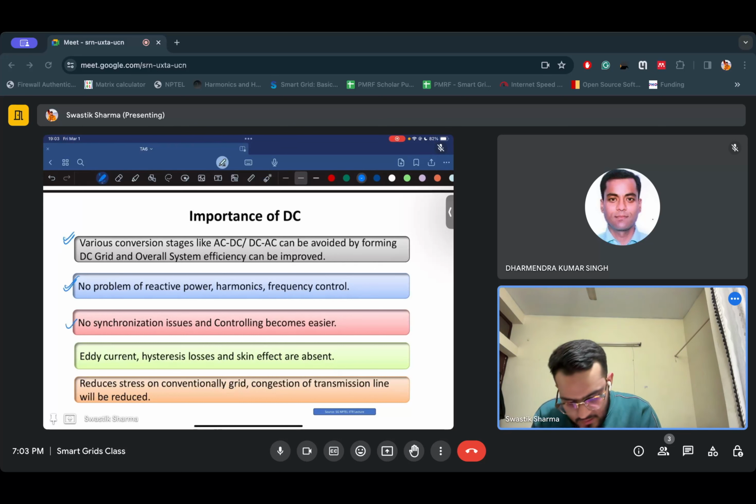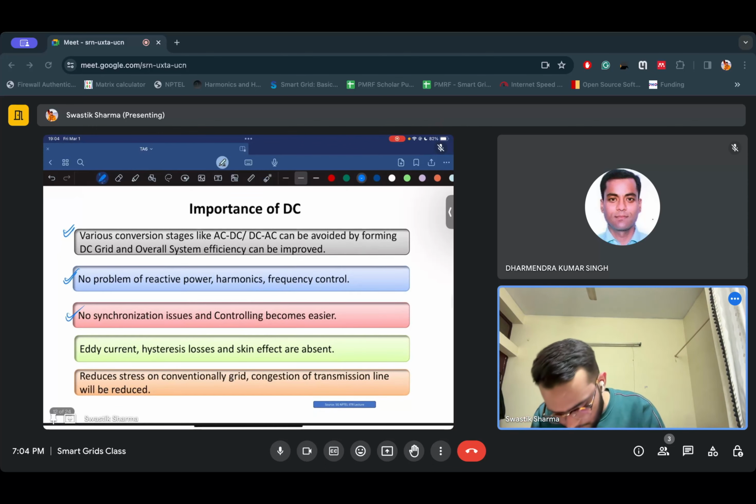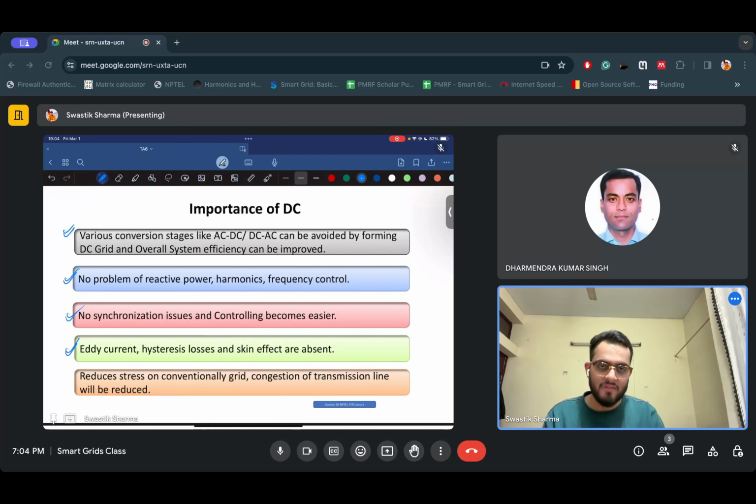Third, we don't require synchronization. You must have seen that if you want to integrate multiple synchronous generators into a system, there is this thing called parallel operation, where you first synchronize one and then you connect it to the grid. The synchronization issue is not needed because the batteries can just be connected to this DC bus and can start delivering power instantaneously. Eddy current, hysteresis losses, and skin effect, which are major problems in AC, are usually neglected in DC.